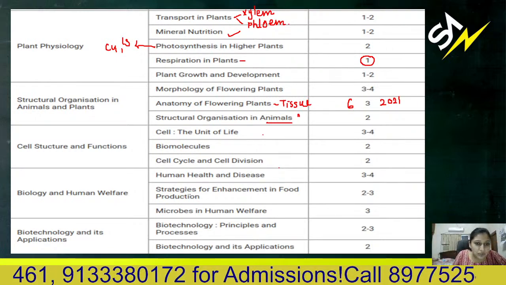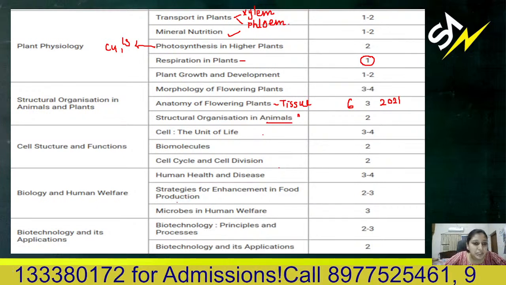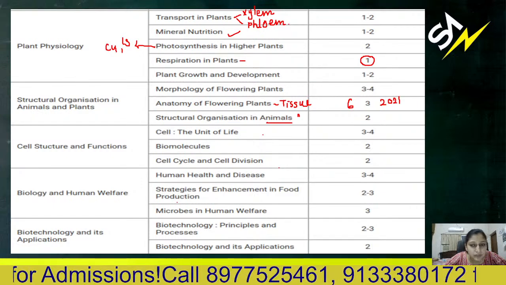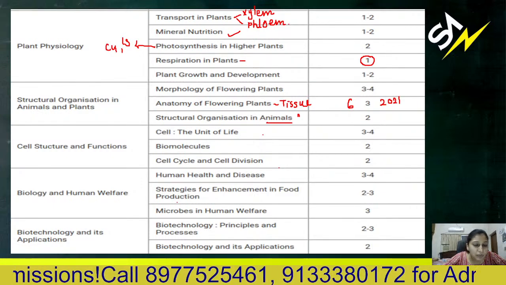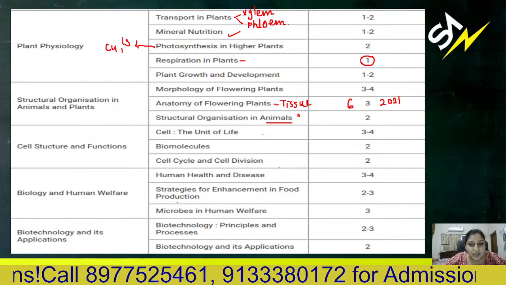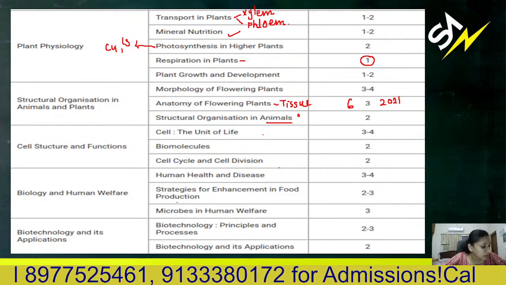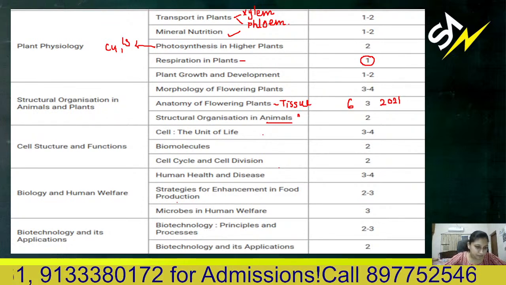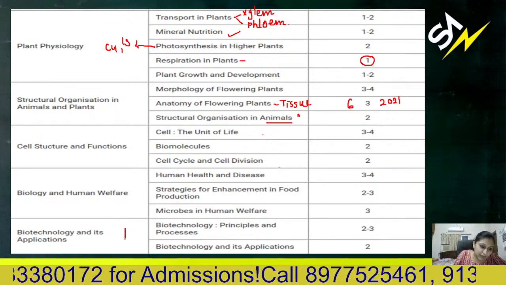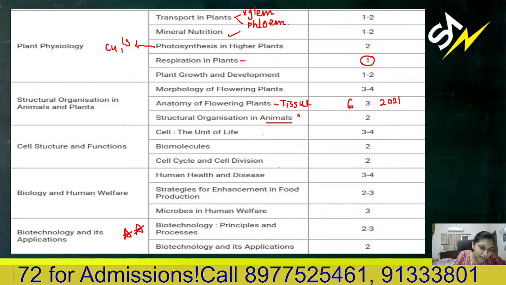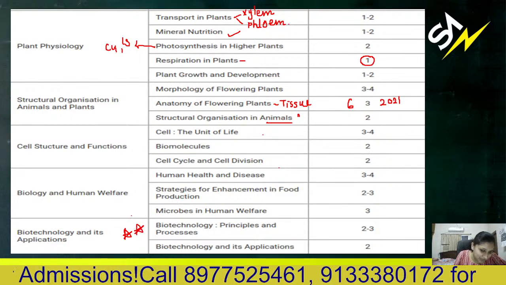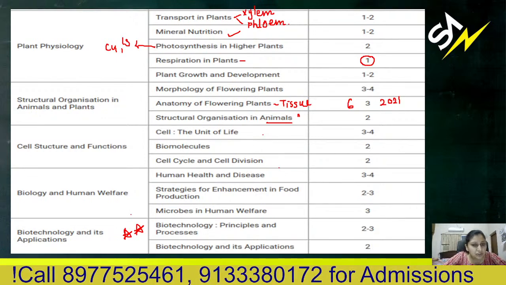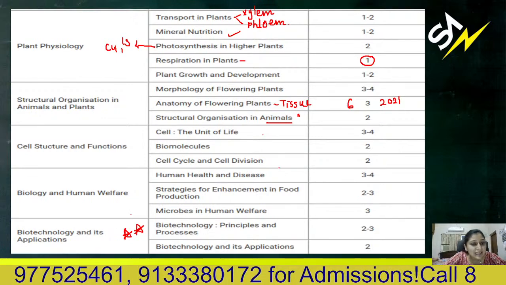Yes, biology and human welfare. In that, human health and diseases, strategy for enhancement of food production, microbes and human welfare. So this is again 3 to 4 questions from each chapter. Again, a very important chapter. Here comes biotechnology, something new which you haven't studied yet. Biotechnology principles and processes, that is DNA technology.